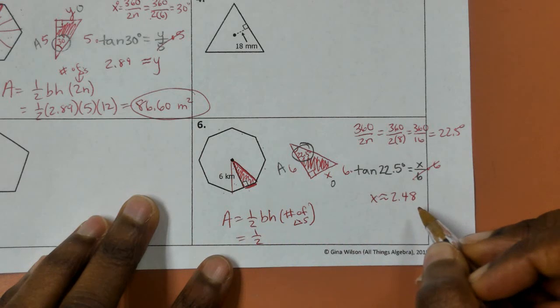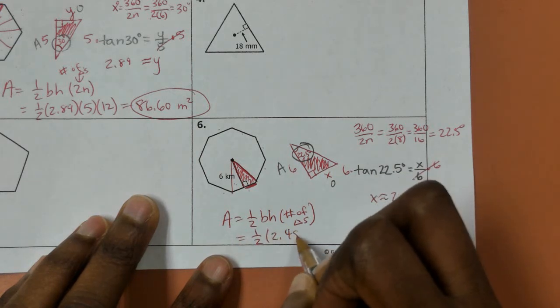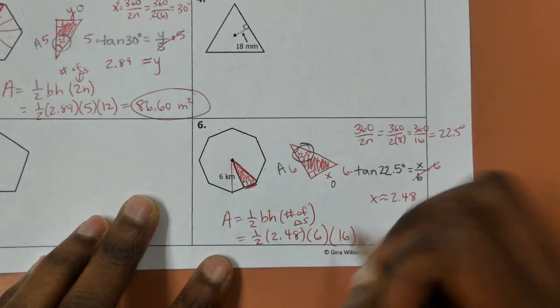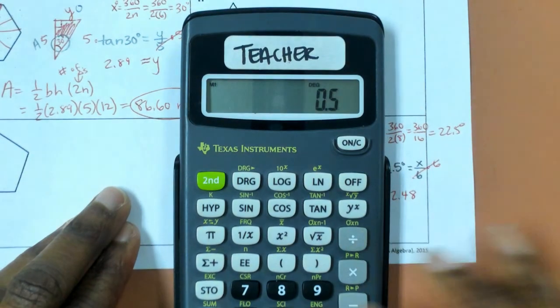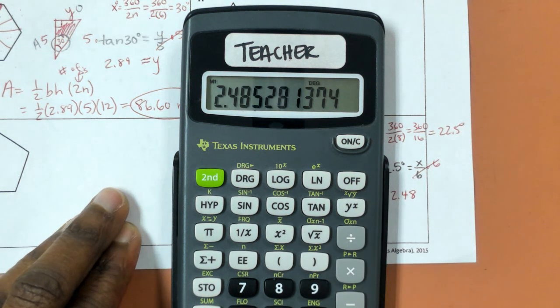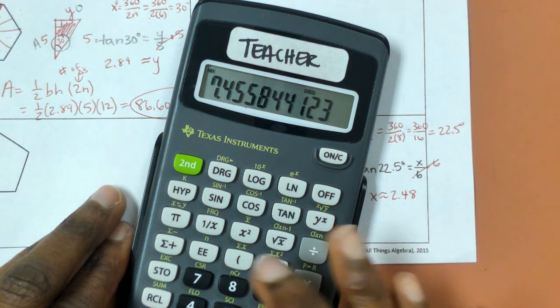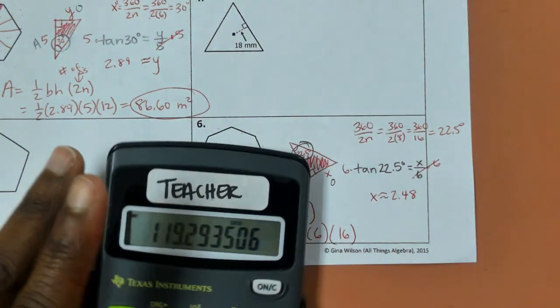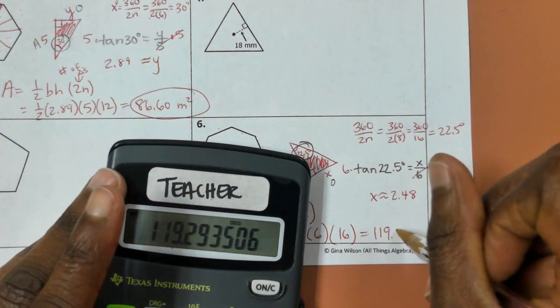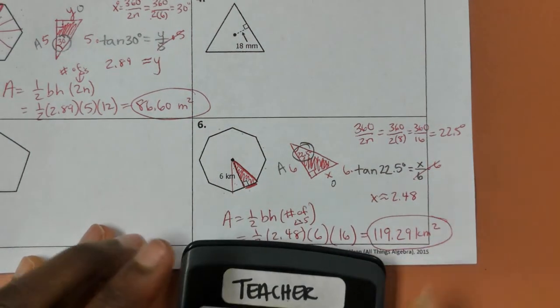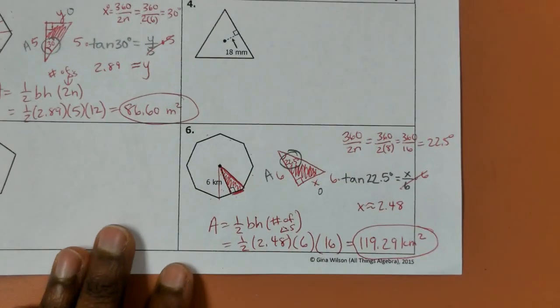So 1/2 the base, we just found it to be about 2.48. The height of the triangle is 6, and the number of triangles this can make is 16. So 0.5 times, recall what was in spot 1, that was the trig number we got, times 6 and times 16 is going to give me 119.29 kilometers squared. Okay, so that's how you do the ones on the front.